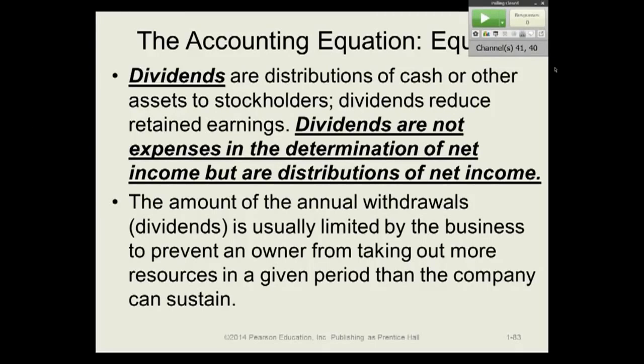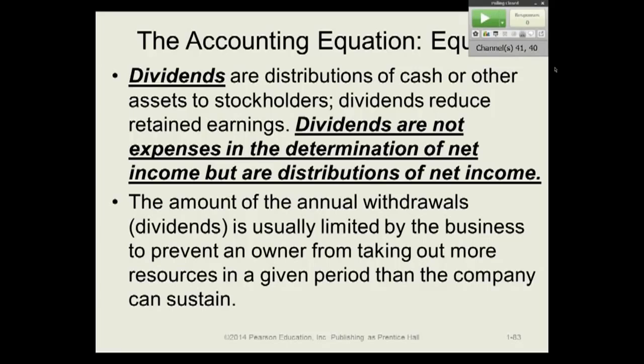Finally, you've got your dividends. And as we said, dividends are not expenses. Again, you're going to start thinking about income, and a lot of you are going to start deducting dividends as expenses. Don't do that, please. Dividends are not expenses. Dividends are going to be a distribution of profit or loss. Dividends will distribute profit or loss.